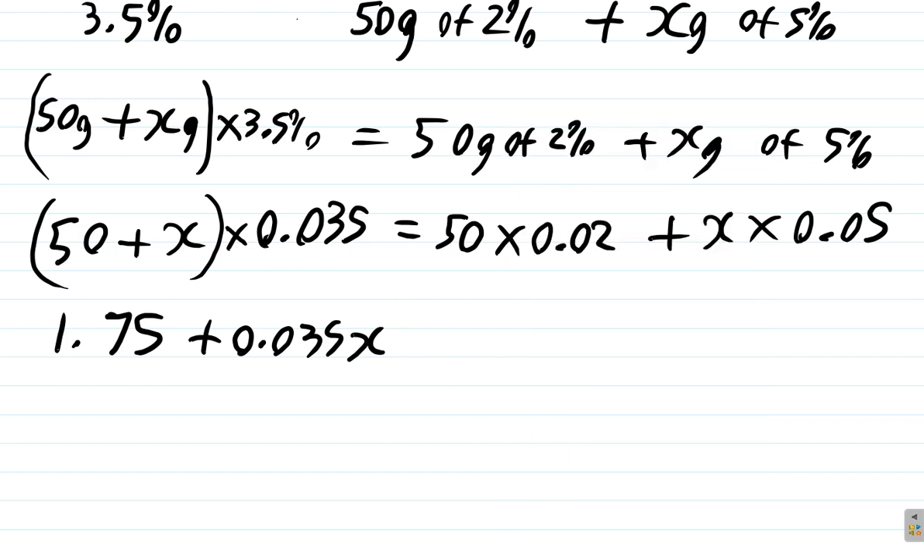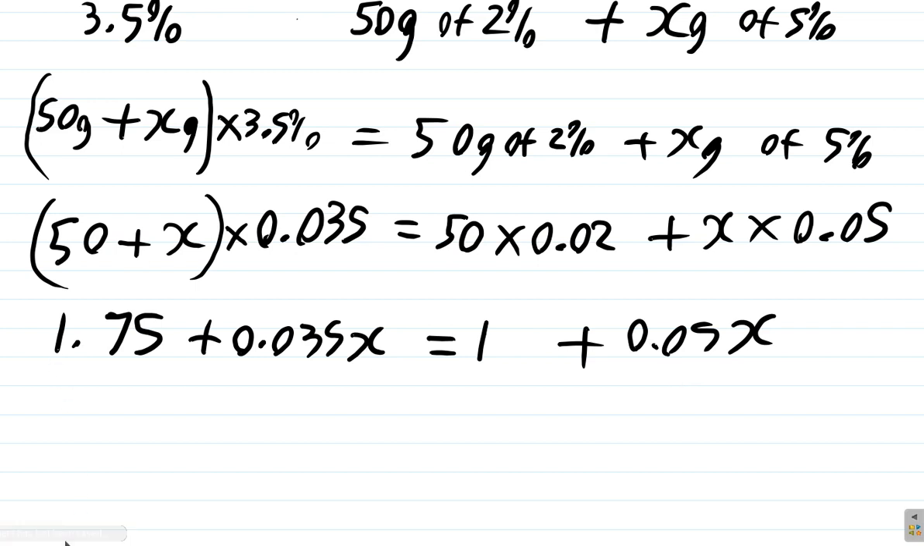Alright, so here equals 50 times 0.02. What is this? 50 times 2% is the same as 50 times 2 over 100. 50 times 2 is 100, over 100, you get 1. Remember, we worked that out earlier in the previous example. Plus 5% of x, 0.05x.